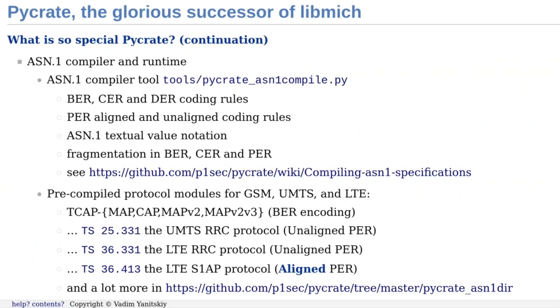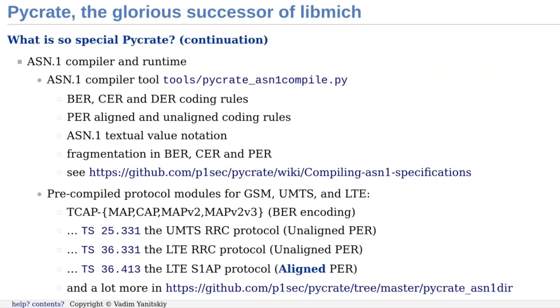And you can find more information on this webpage about the compiler and what's supported, what's not supported, just some highlights. And they also, as a part of the repository, provide precompiled modules for GSM, LTE, and UMTS. Full SS7 protocols that are defined in ASN.1 using basic encoding rules.